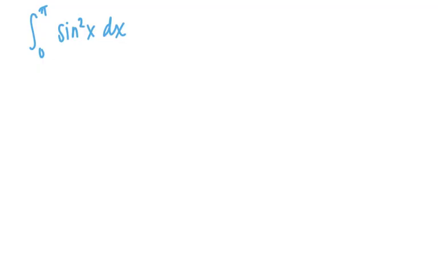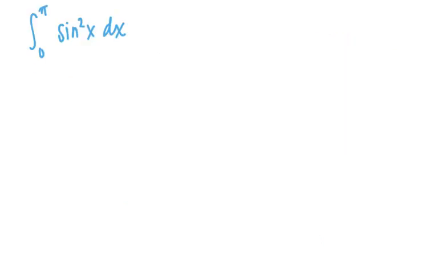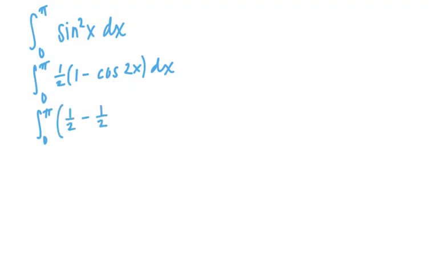So think back to the first page. Please tell me you wrote those down. We're going to be using this one here, the 1/2 parentheses 1 minus cosine 2x. So let's make that substitution. The integration from 0 to pi, 1/2 parentheses 1 minus cosine 2x dx. So let's distribute the 1/2. So we have the integration from 0 to pi, 1/2 minus 1/2 cosine 2x dx.